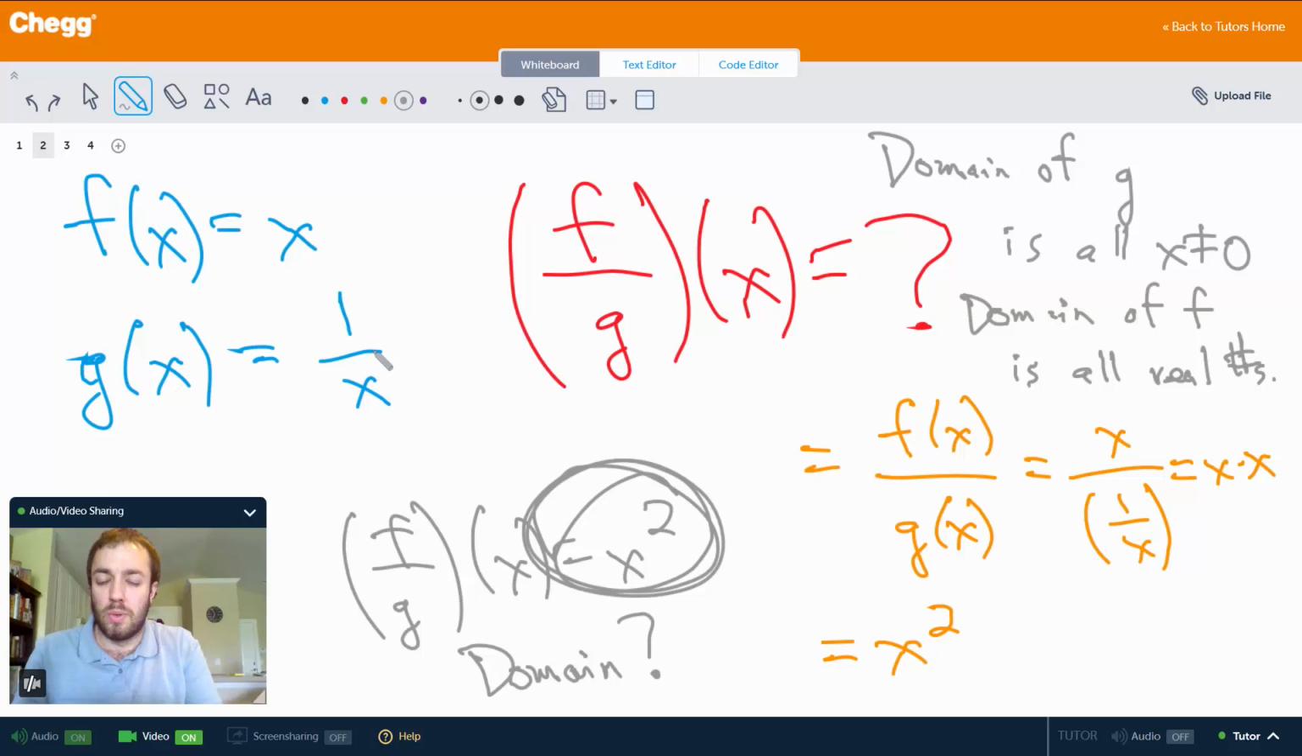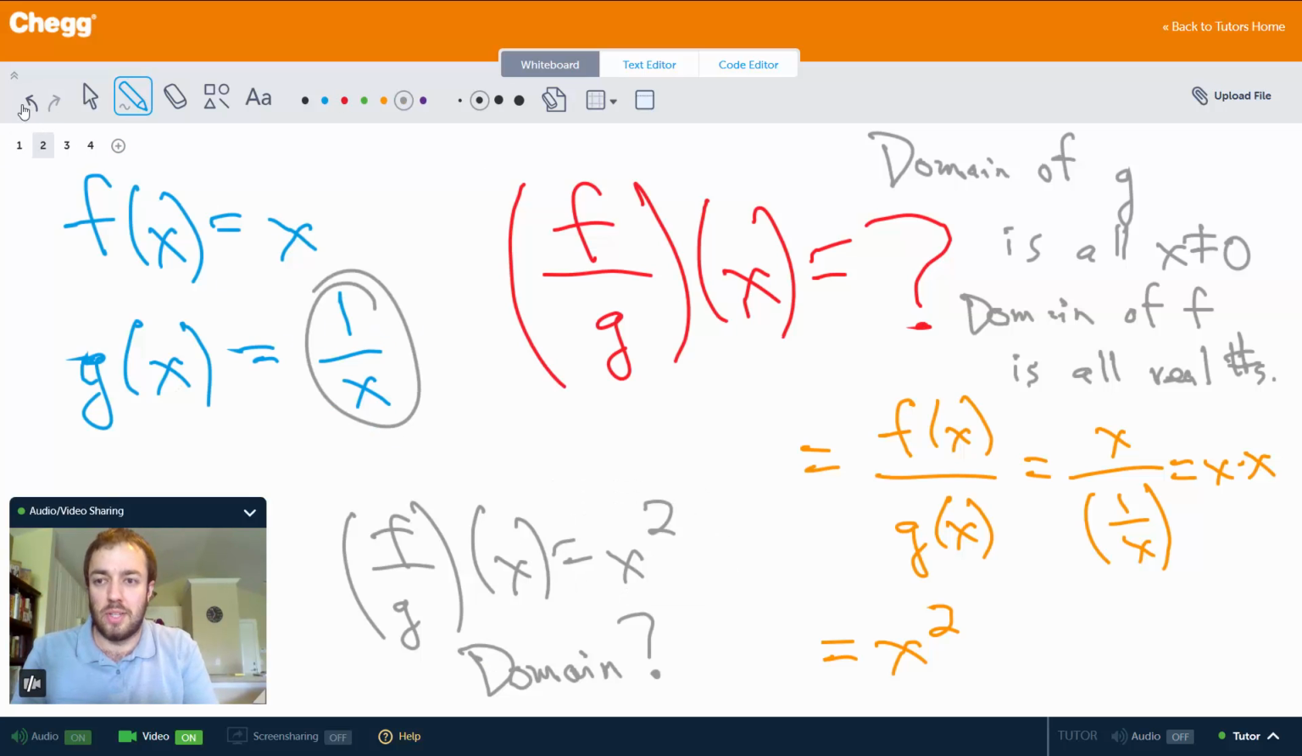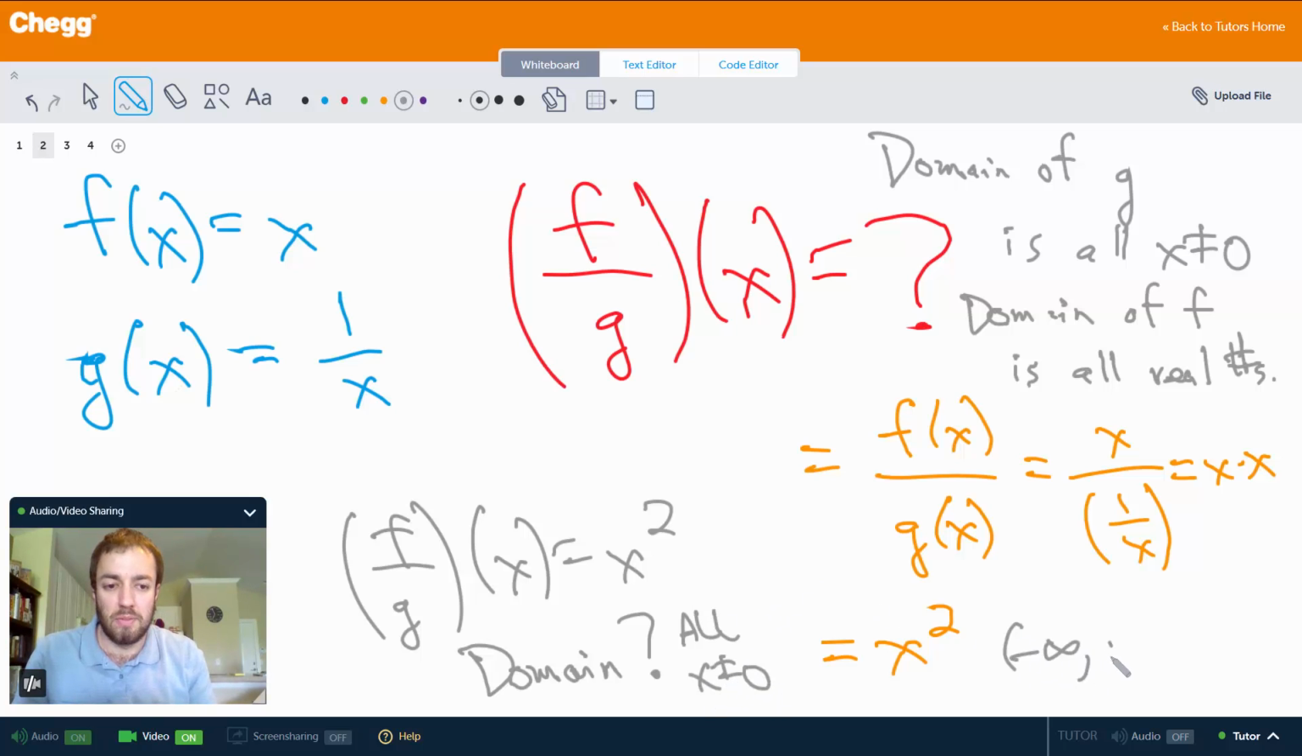So again, we might just be tempted to say, oh, because it's x squared, we're fine with all real numbers, everything's okay. But we're not, because we have this 1 over x here. So the domain of f divided by g of x is actually all x not equal to 0. In interval notation, that would be minus infinity to 0, union 0 to positive infinity. That's how we would write that in interval notation.